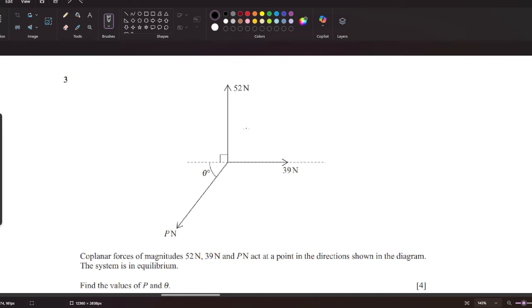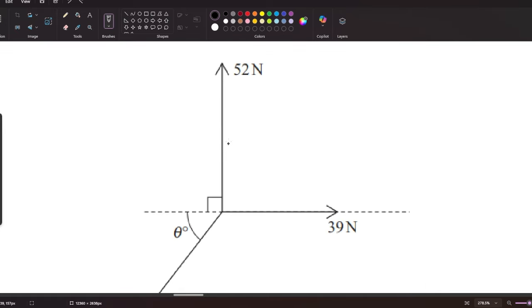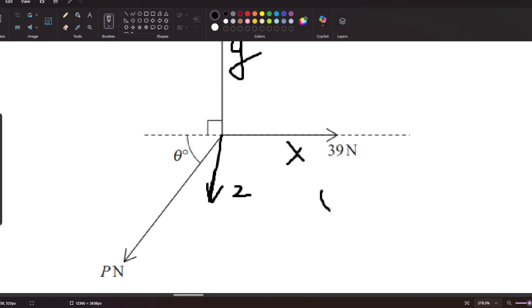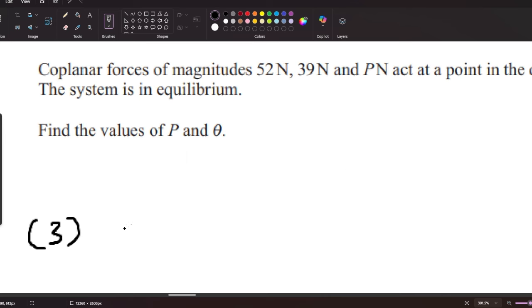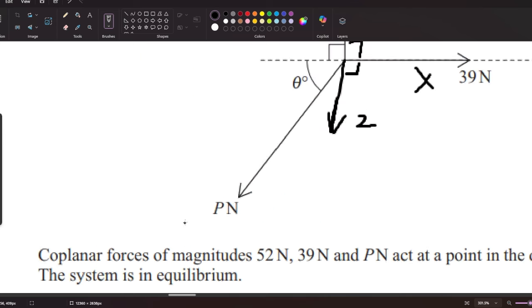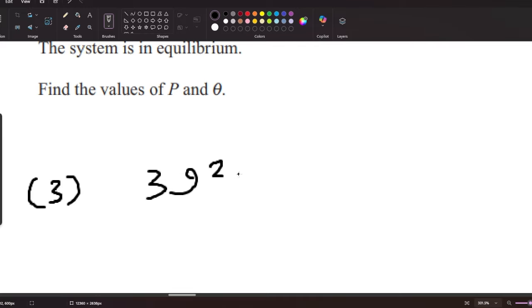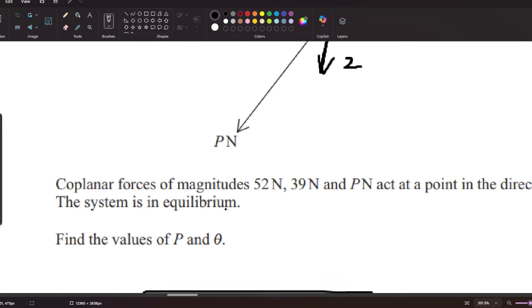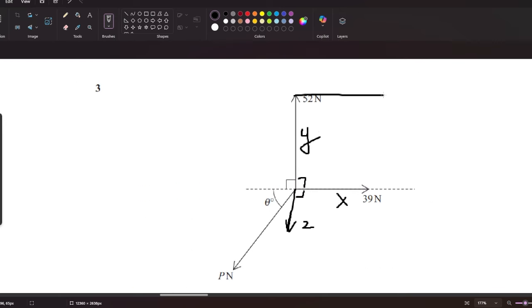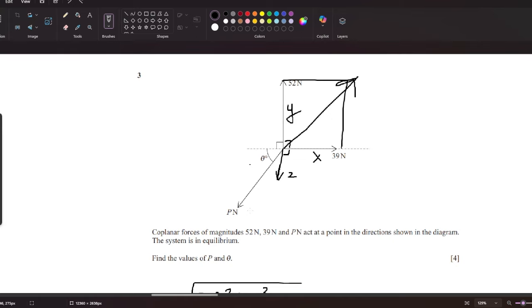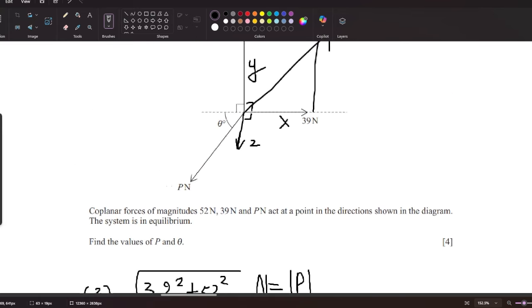Well, they're coplanar, so let's define the coordinate system y, x, and let's define z as the cross product of them, I suppose. 39 squared plus 52 squared. Take the square root, and that's going to be the length of this vector, and this vector has to cancel it out. So they're supposed to be opposites, so they're going to have the same magnitude. Now we need to find the angle of it.